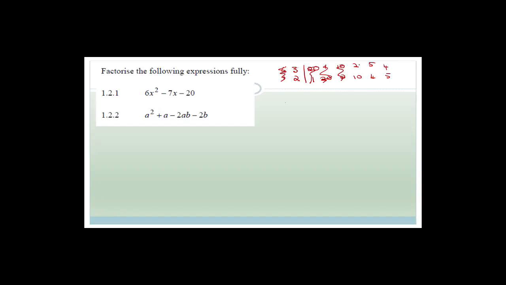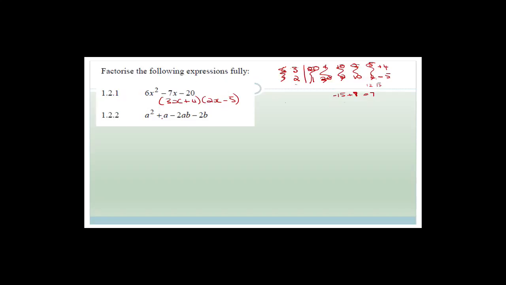Okay. And 4, that's not going to work. 3 times 4 is 12. And 3 times 5 is 15. That's not going to work. 3 times 5 is 15, and 2 times 4 is 8. So minus 15 plus 8 is equal to 7. Yay, that works. So it has to be a minus 15 plus 4. So this becomes 3x plus 4, 2x minus 5. There we go. Quite a nasty question, that one.